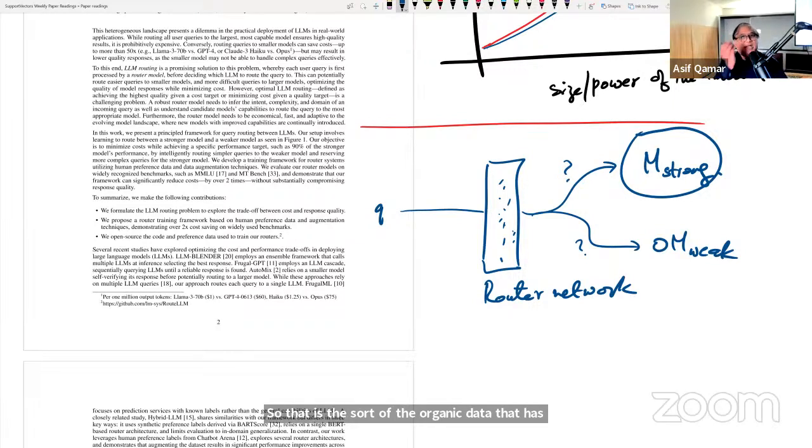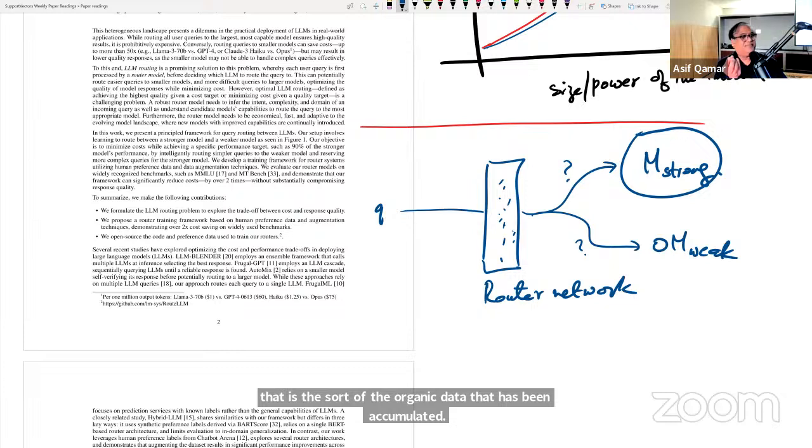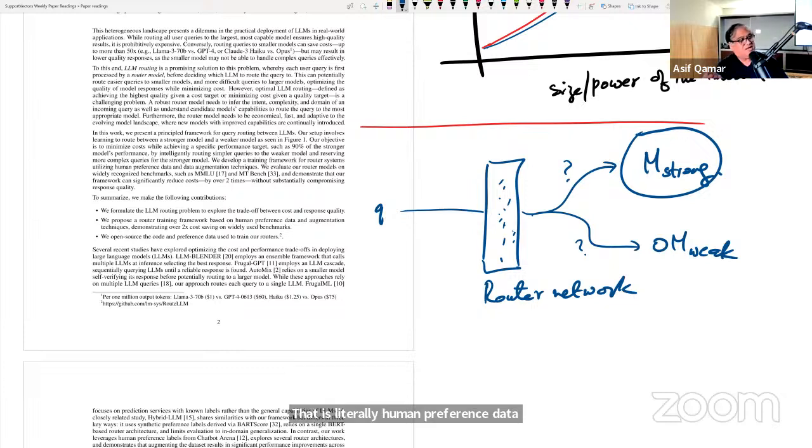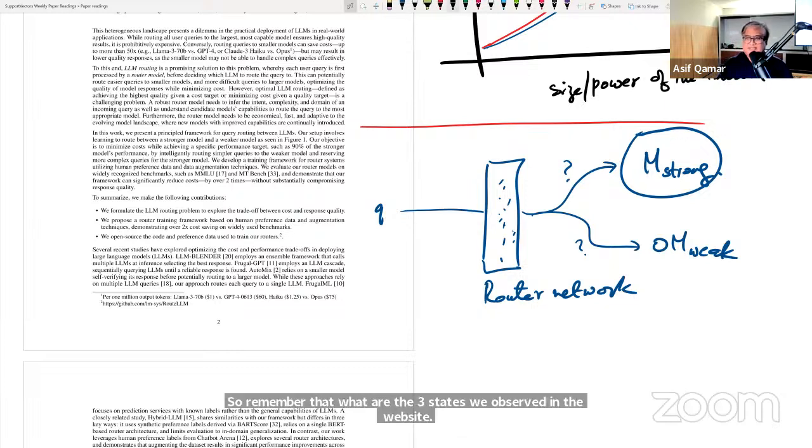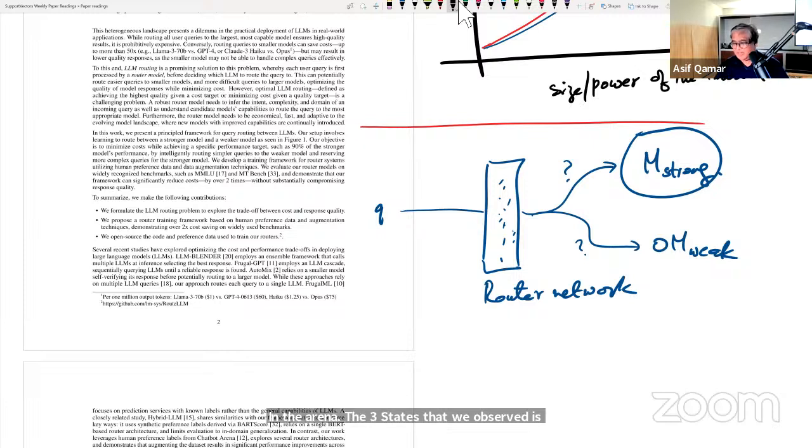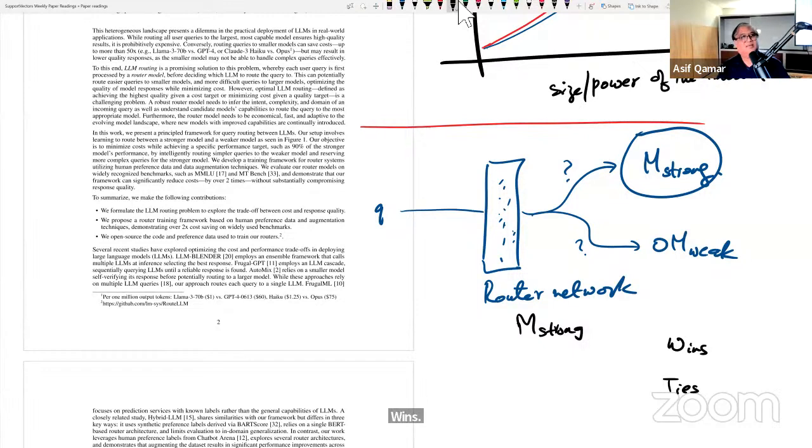That is literally human preference data. Which of the two answers did you like? Or was there a tie? Right? So remember, what are the three states we observed in the arena on the website? Let's just look at it as the big model, M strong, wins, ties, or loses.